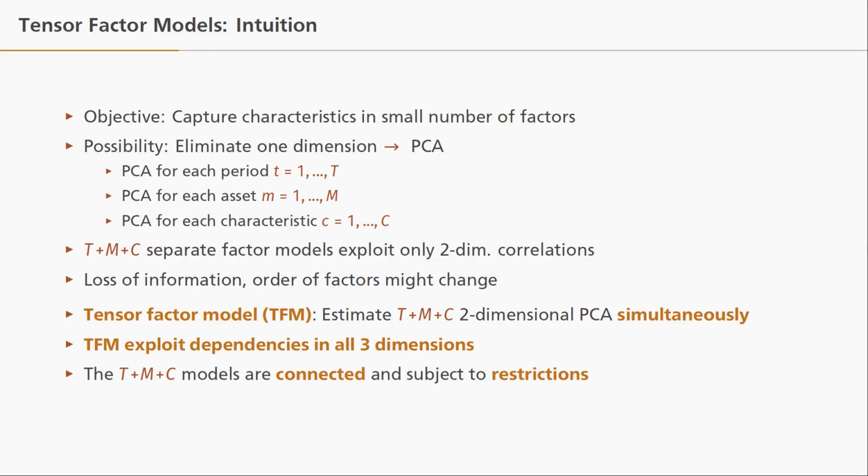So the intuition of the tensor factor models is that essentially it's an estimation of this T plus M plus C separate PCA models, but estimated simultaneously at once. So it's one step. You estimate only one structure, and that captures all these T plus M plus C two-dimensional PCA models. That's the intuition of the tensor factor model.